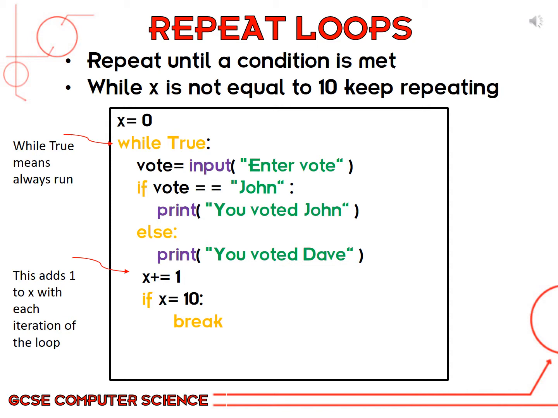So in this particular case, we're setting a variable called x at 0, and we're just saying forever and ever, I want you to input a vote, check the vote equals John, and check the vote equals Dave if it doesn't equal John. Then what you do is add 1 to x and go back round again. And every time at the end of the loop, it checks to see if x equals 10. If x equals 10, then it will break the loop and then the repeat loop is over. In this particular case, it should loop round 10 times. And then when it does that check at the end, x will equal 10 and it will break the loop.